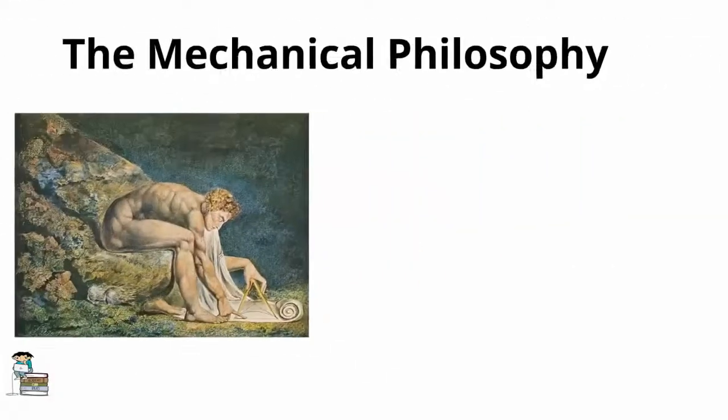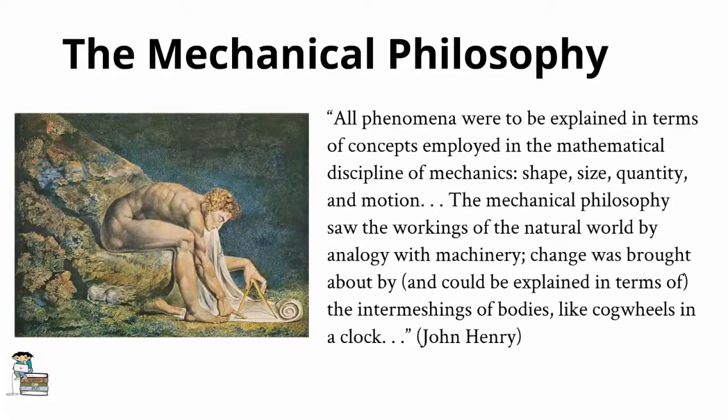The philosophical system which largely came to supplant the Aristotelian worldview and emphasized quantity over quality is called the mechanical philosophy. John Henry nicely explains the basic tenets of the mechanical philosophy in his book, The Scientific Revolution and the Origins of Modern Science. "All phenomena were to be explained in terms of concepts employed in the mathematical discipline of mechanics: shape, size, quantity, and motion. The mechanical philosophy saw the workings of the natural world by analogy with machinery. Change was brought about by and could be explained in terms of the intermeshings of bodies, like cogwheels in a clock."